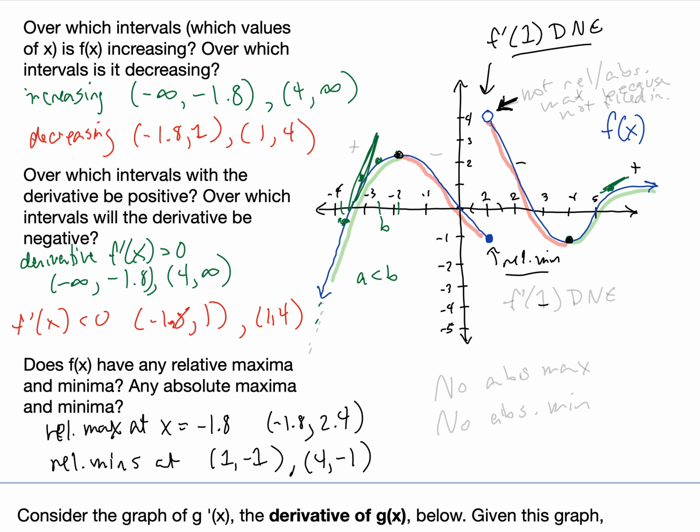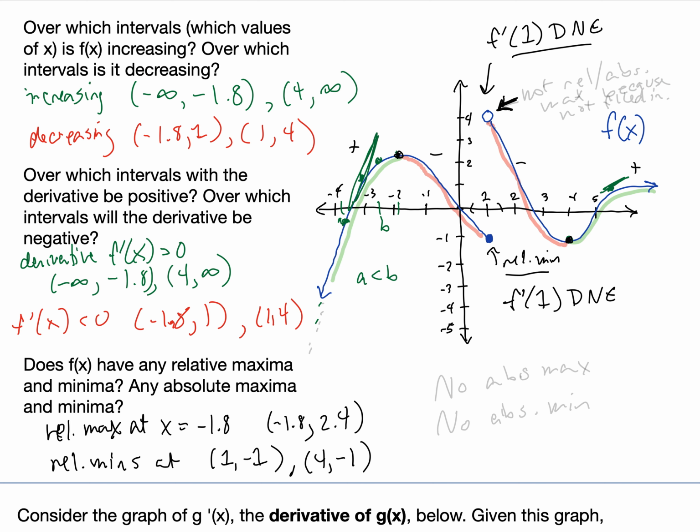With the relative maxes, the function was increasing and then decreasing, so the first derivative was positive and then negative. And then we also have this relative min, again, where f prime of 1 does not exist. So they can also occur at those kinds of places where the function is not continuous.